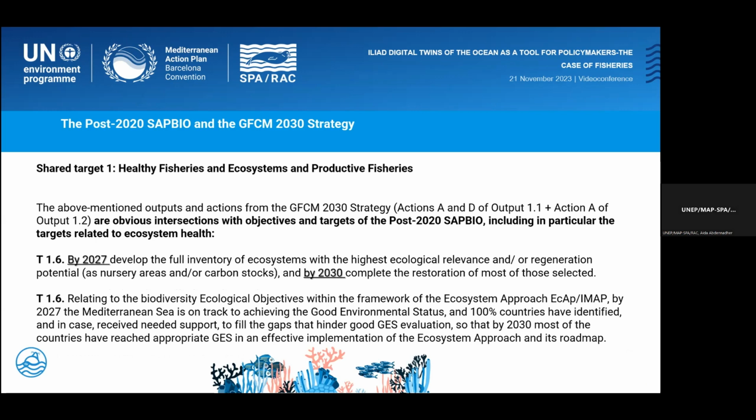So, for example, we can continue talking about target 1 and its outputs and actions, and we can see the intersections with objectives and targets between the two strategies, including in particular target 1.6, which aims to reach by 2027 the development of the full inventory of ecosystems with the highest ecological relevance and regeneration potential, and by 2030 to complete the restoration of most of those selected.